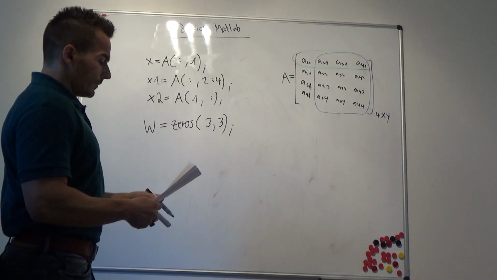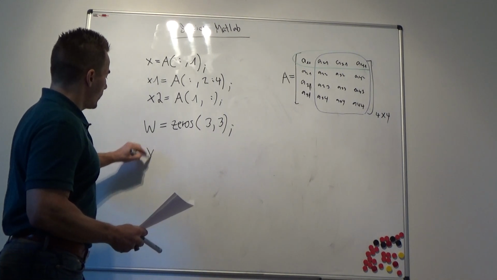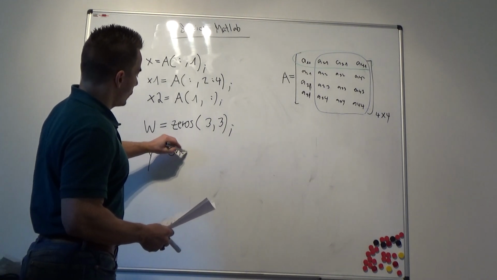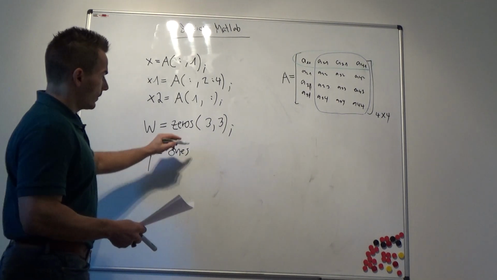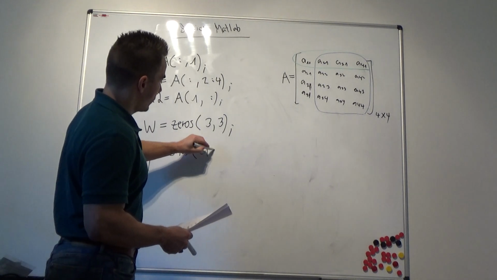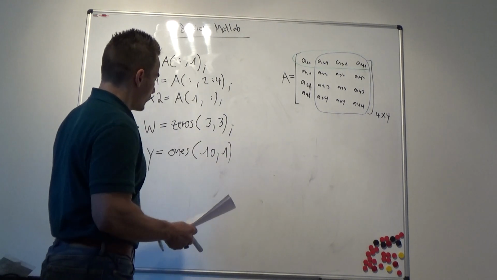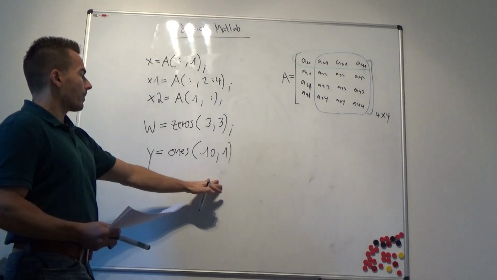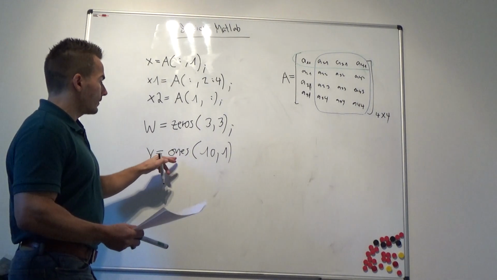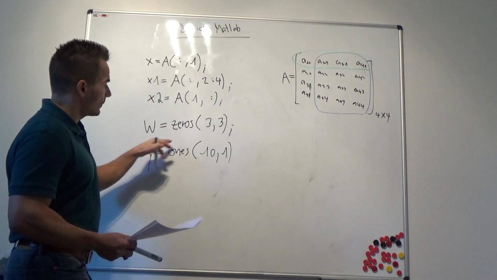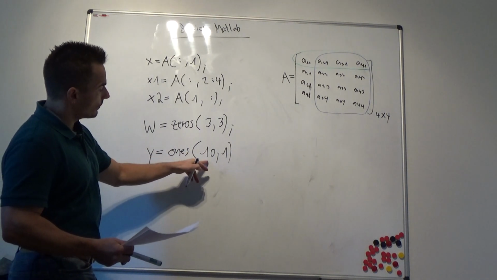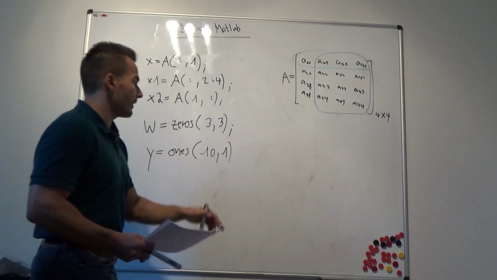We can also define y by writing ones(10,1). What MATLAB now gives us is a vector that has ones as entries, with 10 rows and 1 column. So it's a column vector.